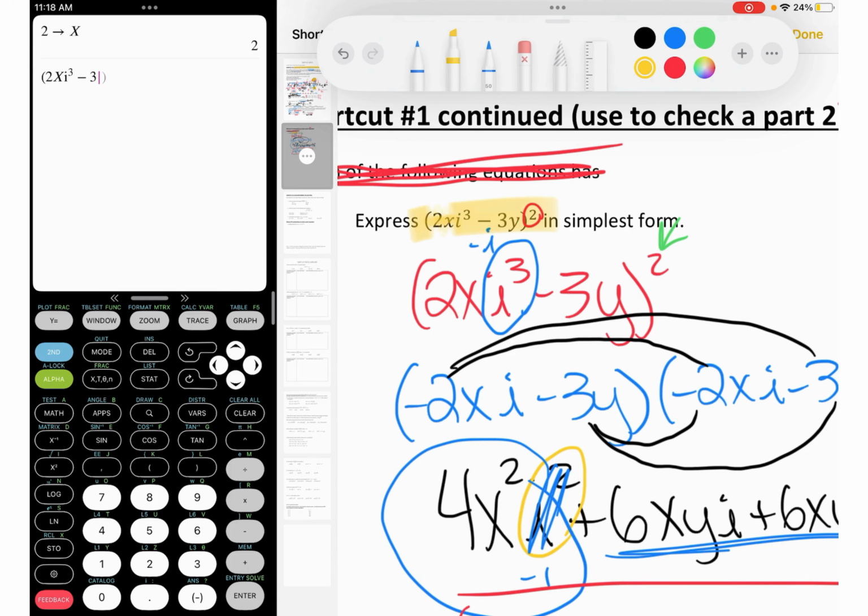Ooh, I forgot this one had a y. Oopsie. So I have to do 3 store y. We haven't done y yet. It's alpha 1 to get a y. I apologize. When there's multiple letters, you have to store for those letters.